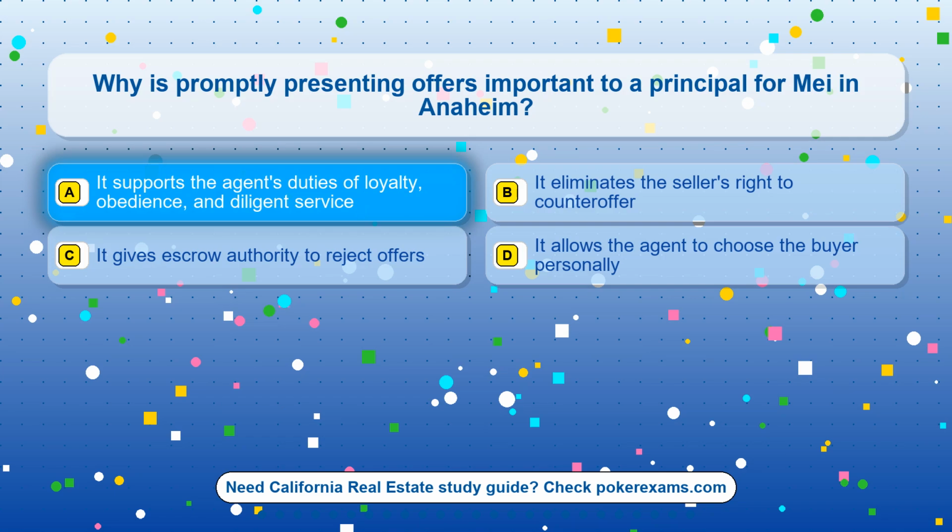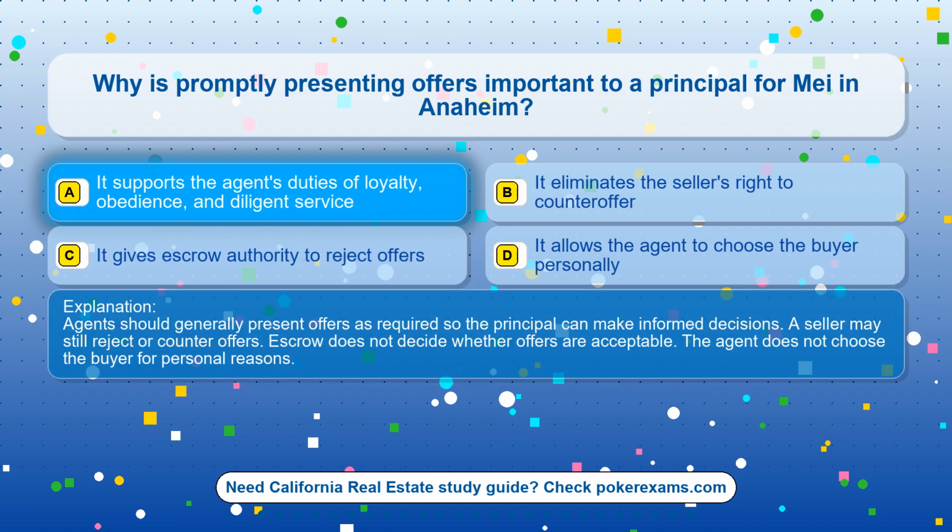The correct answer is option A. It supports the agent's duties of loyalty, obedience, and diligent service. Agents should generally present offers as required so the principal can make informed decisions. A seller may still reject or counter offers. Escrow does not decide whether offers are acceptable. The agent does not choose the buyer for personal reasons.